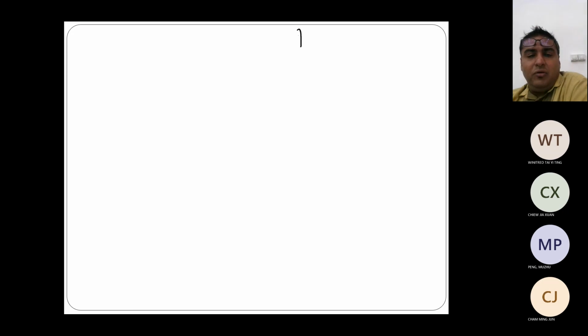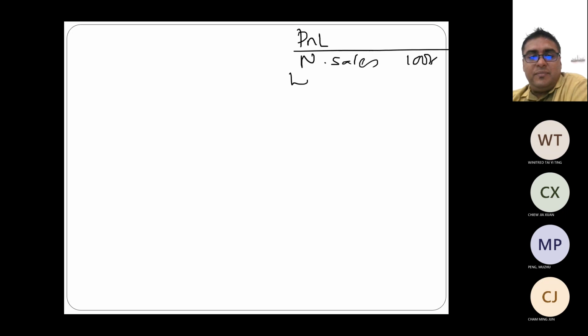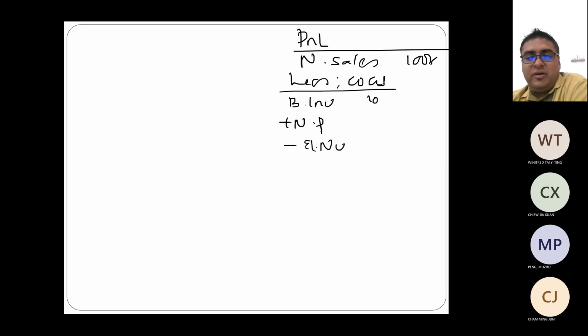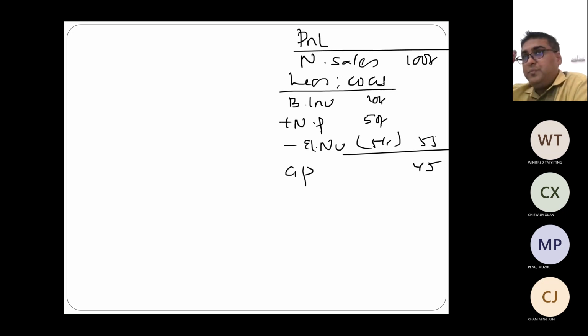In ACC101, when you prepared your P&L, it was prepared by net sales less cost of goods sold, where you have your beginning inventory plus net purchases minus ending inventory. That is, let's say 10,000 plus 50,000 minus 5,000 equals 55,000. So gross profit is 45,000. Yes or no? This is what you did in your ACC101.